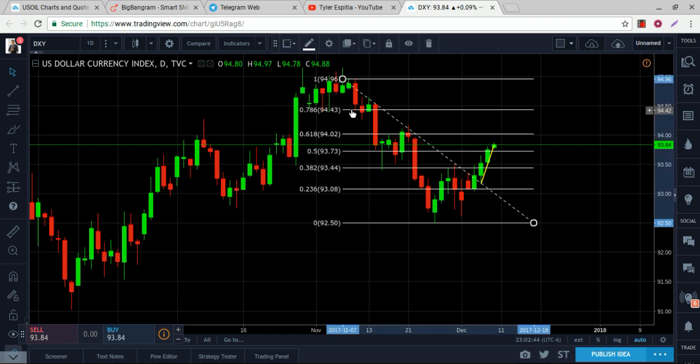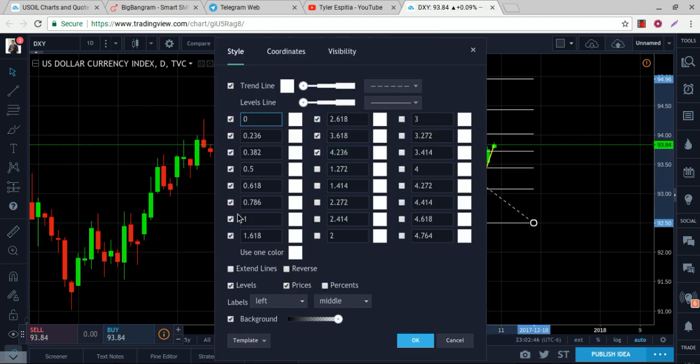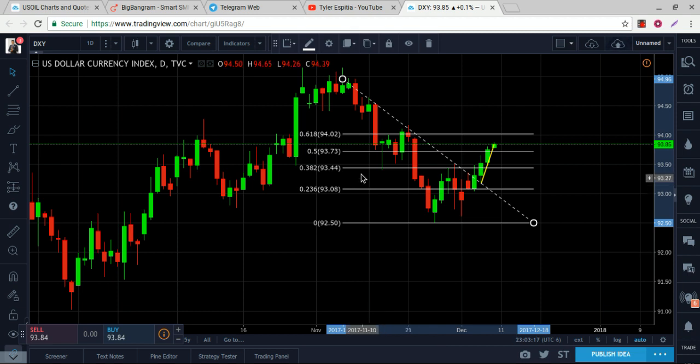So I'm going to go ahead and click on this. Take off the 1, take off the 1.68, take off the 4.236, the 3.618, take off the 786. You can have the 50% and the 382, depending on how far the pullback can be. You don't even need the 236 or 382, but let's show you how we can use the 236 and 382. If you want to learn how to use just the 618 and 50% retracement level, that will be in my academy.